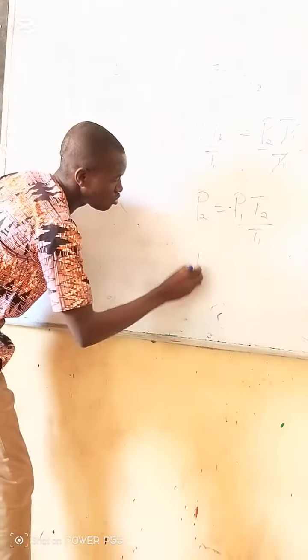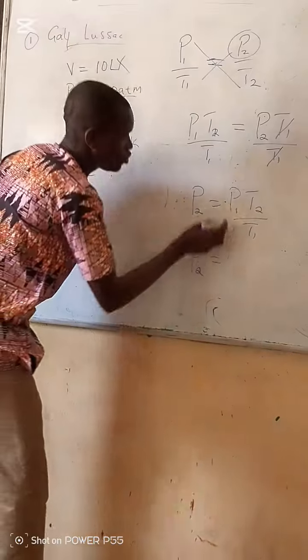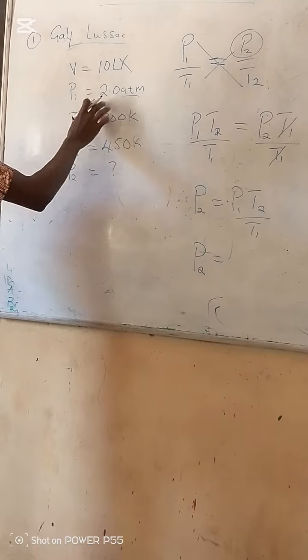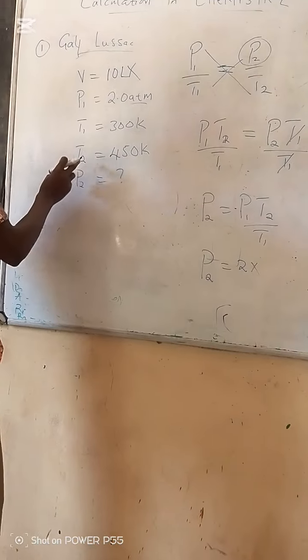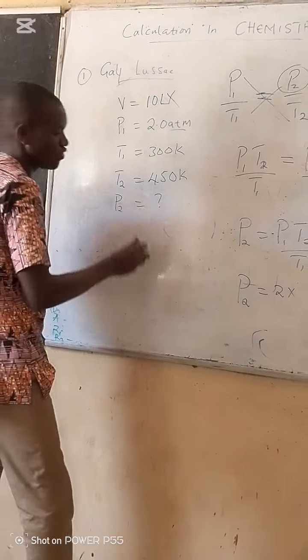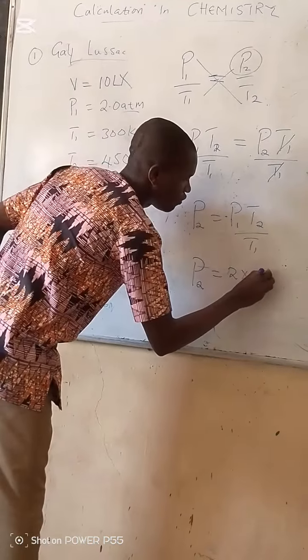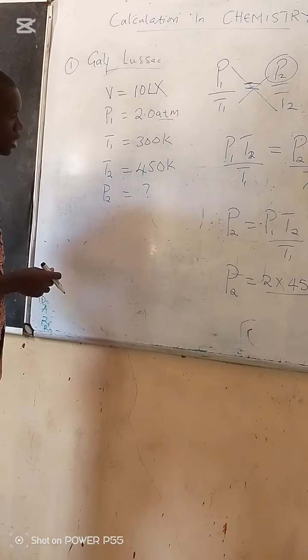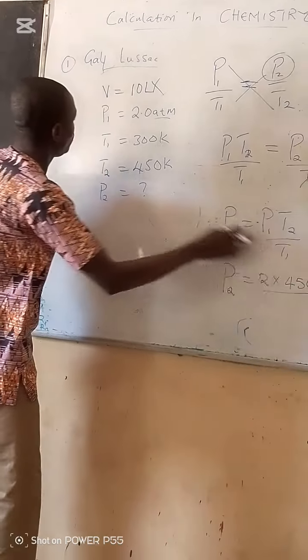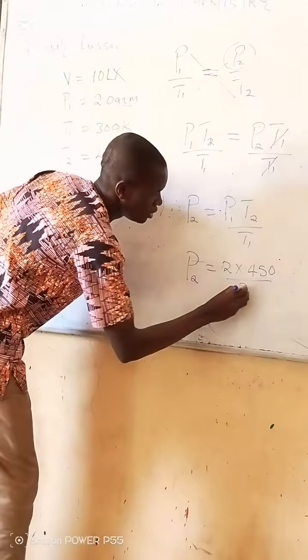So let's quickly substitute. So we have P2 is equal to, what is our P1? The pressure given is 2. So we have 2 times, what is T2? T2 is 450, 450 all over T1. T1 is given as 300.